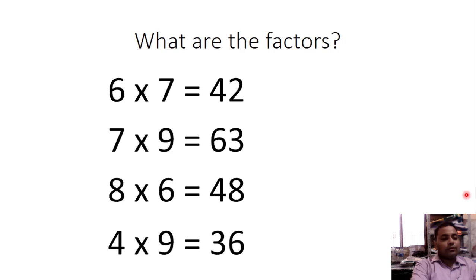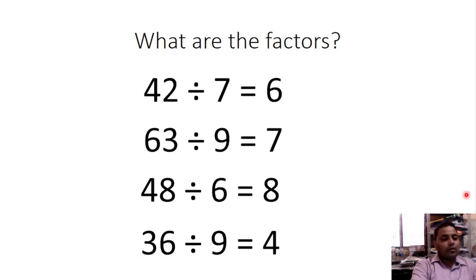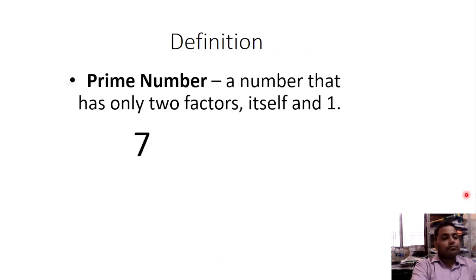6 times 7 is 42. 7 times 9 is 63. 8 times 6 is 48. 4 times 9 is 36. 42 when divided by 7 equals 6. 63 when divided by 9 equals 7, and the factor is 9. Then 48 divided by 6 gives 8, and the factor is 6.